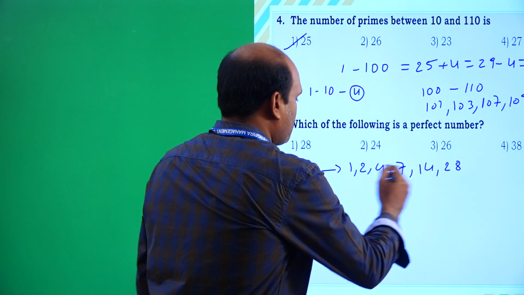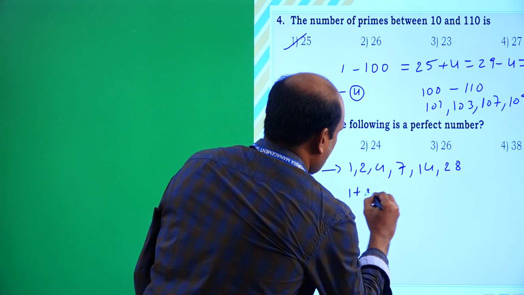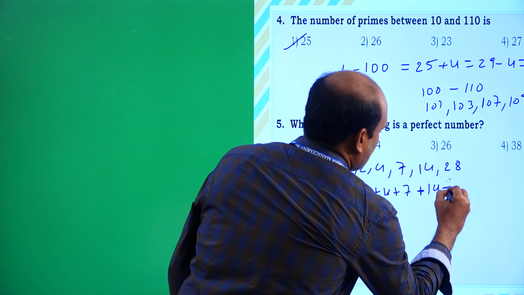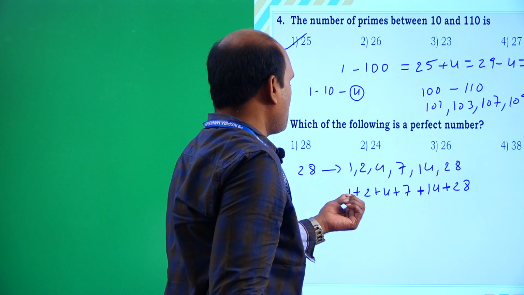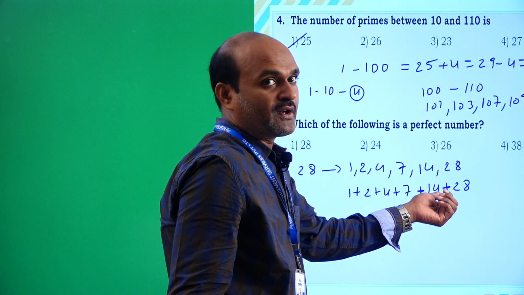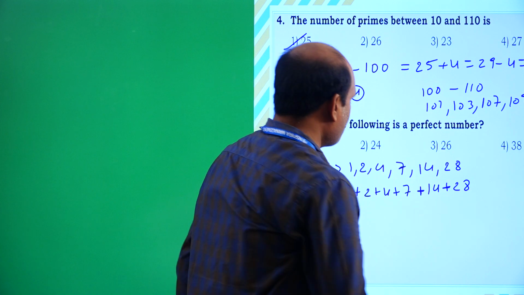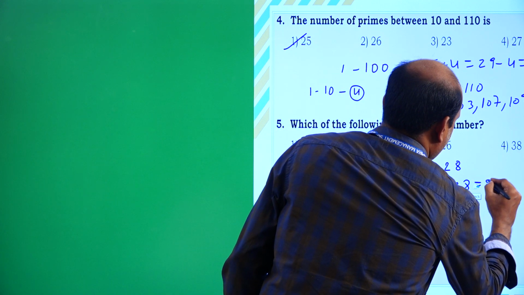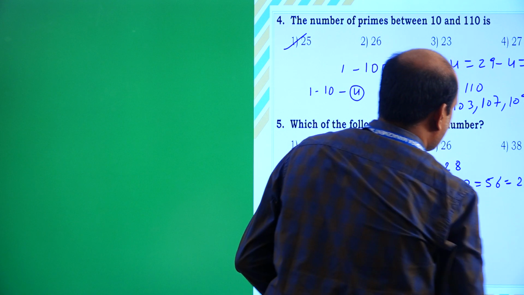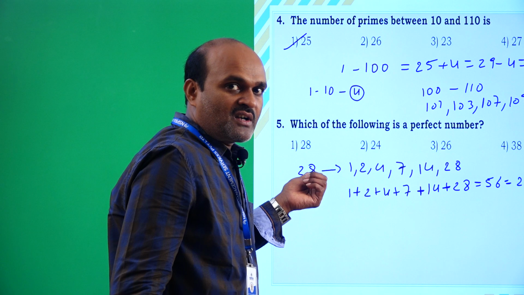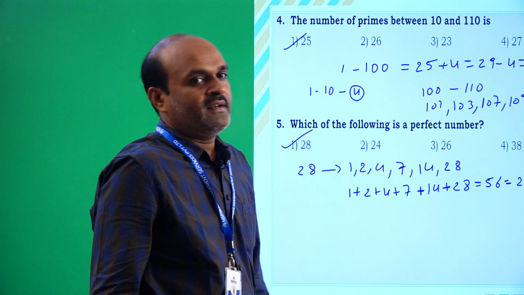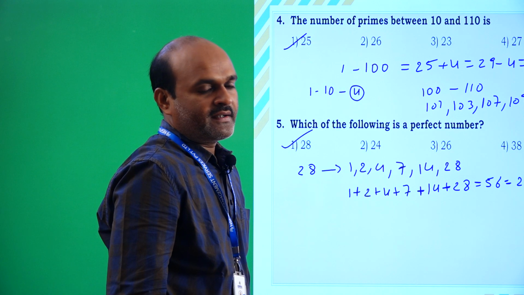factor. What is the sum of all these? 1 plus 2 plus 4 plus 7 plus 14 plus 28. So 1 plus 2, 3, 3 plus 4, 7, 7 plus 7, 14, 14 plus 14, 28, 28 plus 28, 56. This is equal to 56. 56 is nothing but 2 into 28. So the sum of the factors of 28 is 2 times 28. So this 28 is a perfect number.